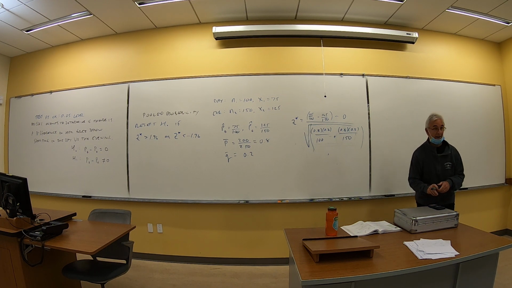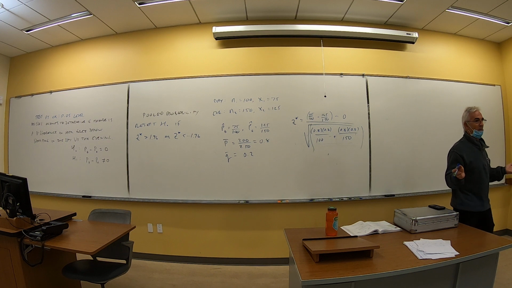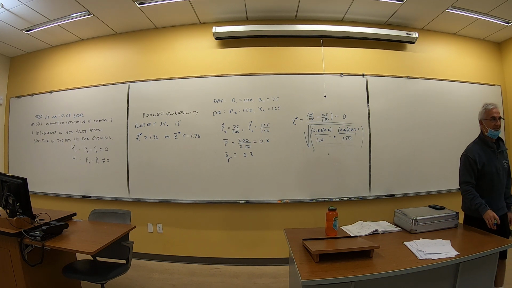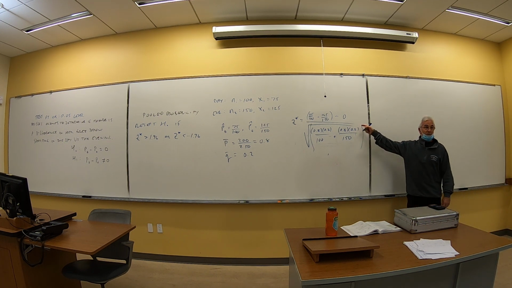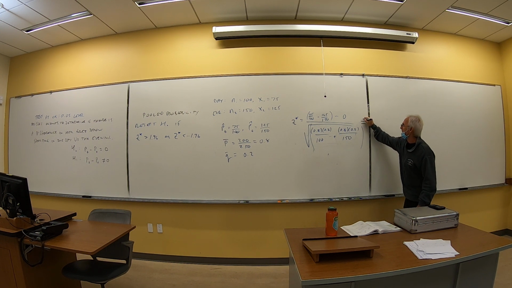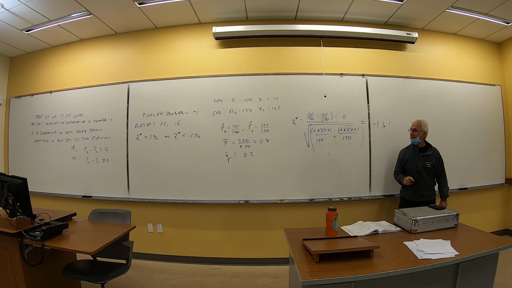This is why you all have to do this. You have to know if you're entering things in the right order, otherwise, this is the answer, but I don't know what this value is, so I have to correctly put it in my calculator. So it's negative 1.61. That's a pretty big negative z-score, isn't it?